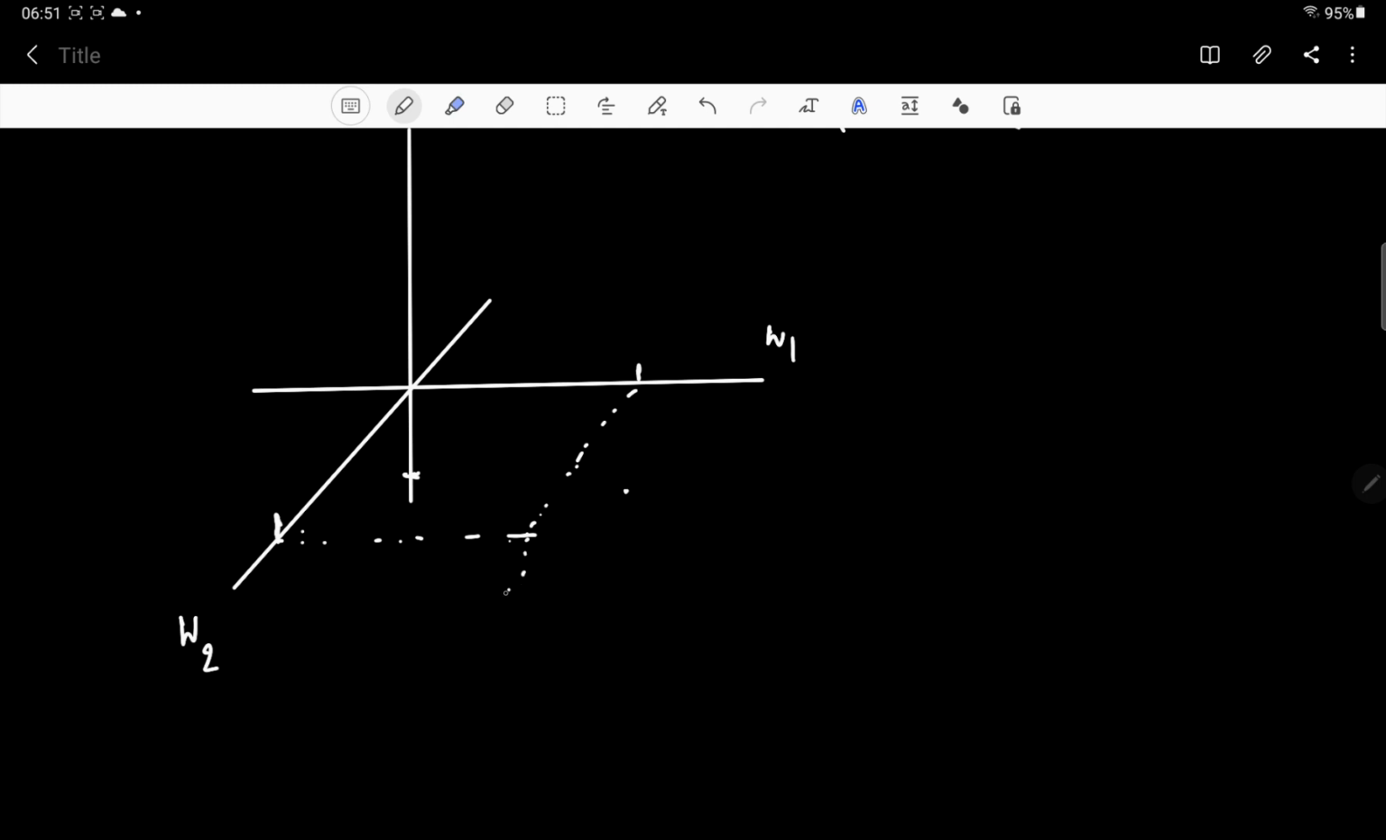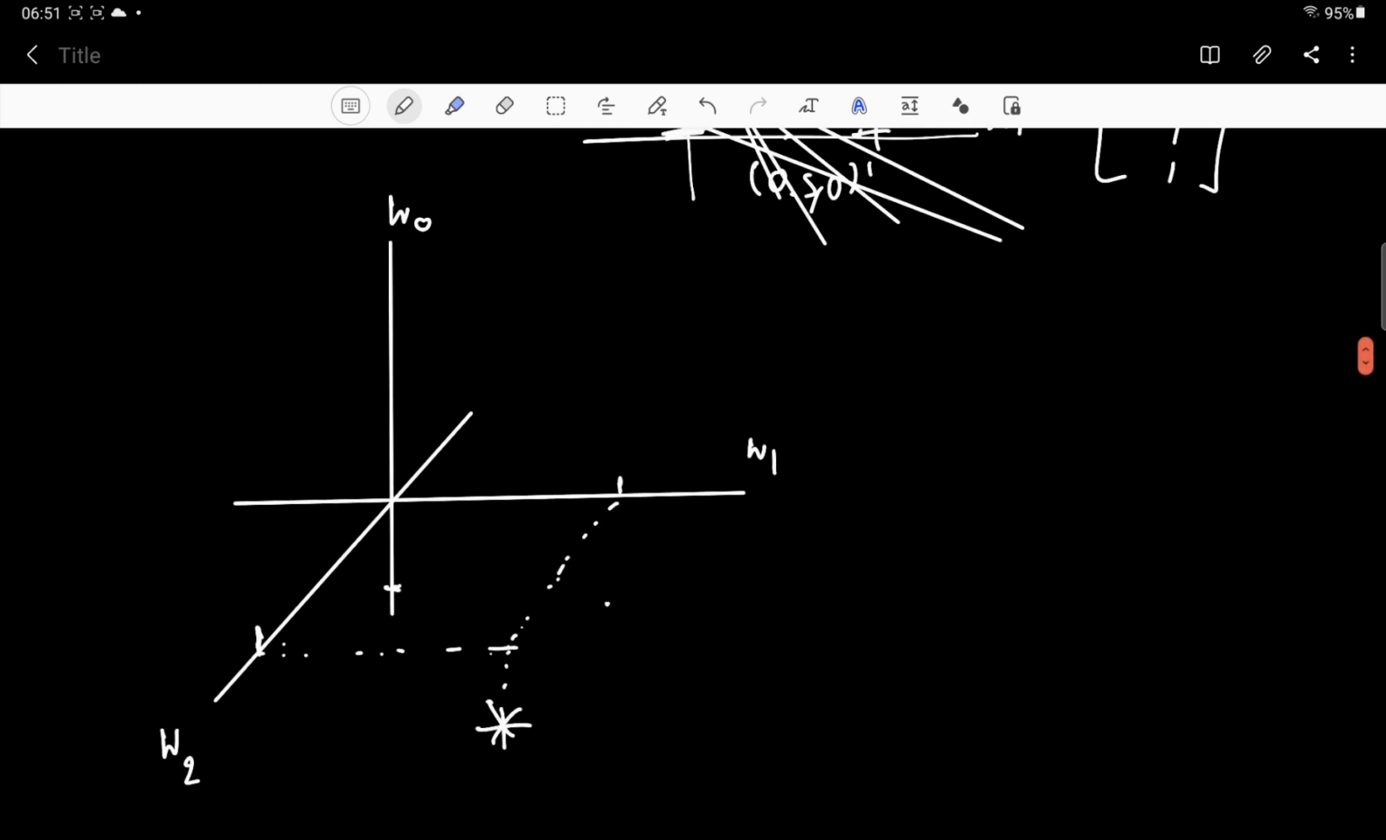Okay, sorry. So this one is one of our answers. But how many of them are there? I think you know that it is infinite, right? So how can we find them? How can we find them?